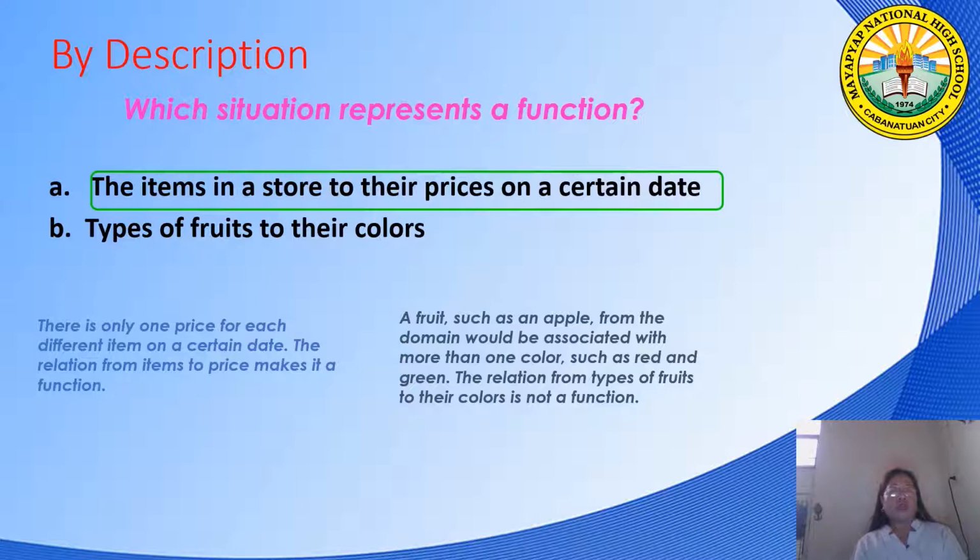So to sum it up, the different ways of expressing functions are: function as a machine, ordered pair, table of values, mapping diagram, graph, description or sentence, and additionally, by equation. In our next topic, I will show you the use of equation to determine if a relation is a function or not.